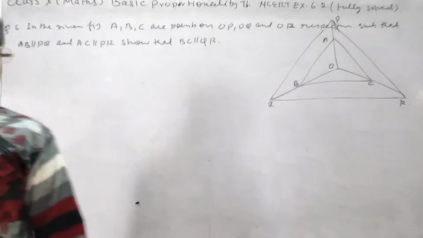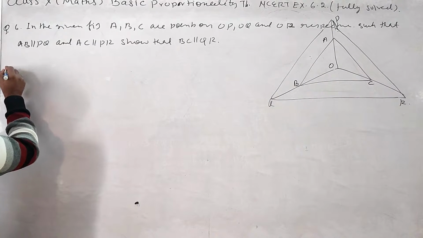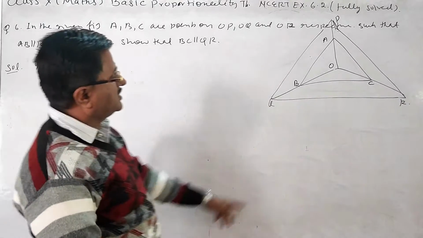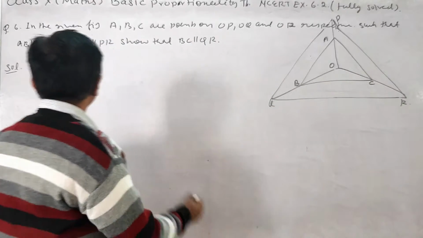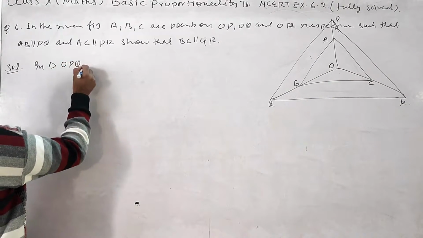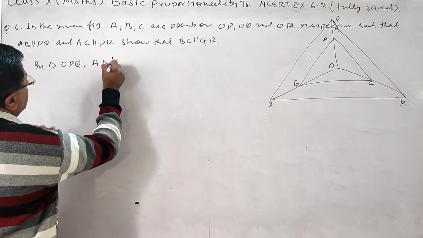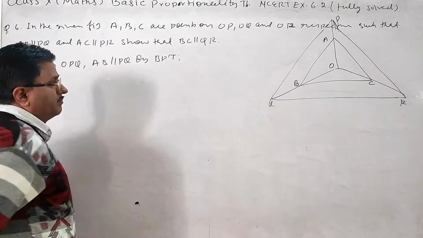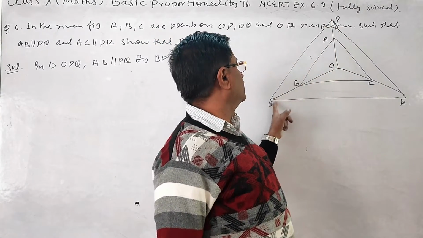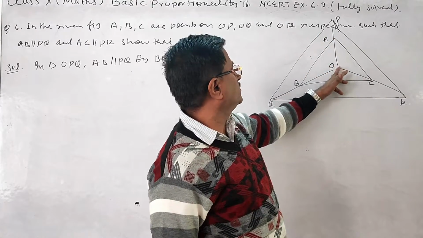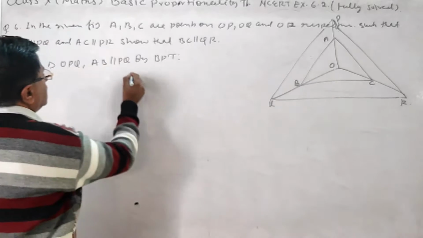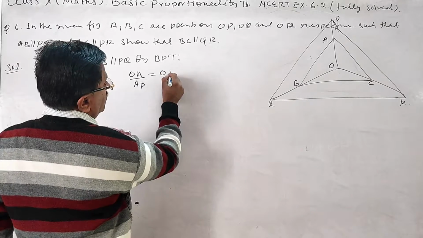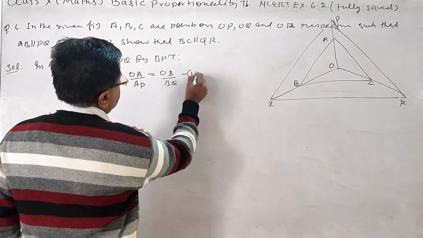So again here we have use of the basic proportionality theorem. So you can see, suppose you consider this triangle OPQ. In triangle OPQ, we are given AB parallel to PQ. So by basic proportionality theorem, if in triangle OPQ this side is parallel to this, then their ratio, that is OA upon AP, should be equal to OB upon BQ.